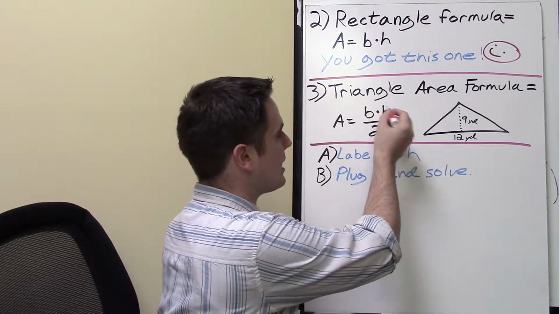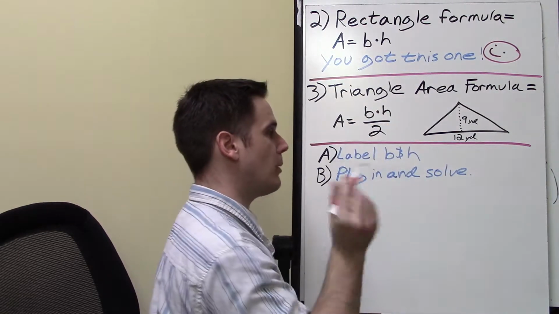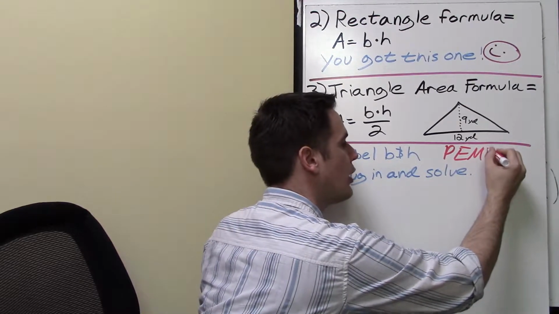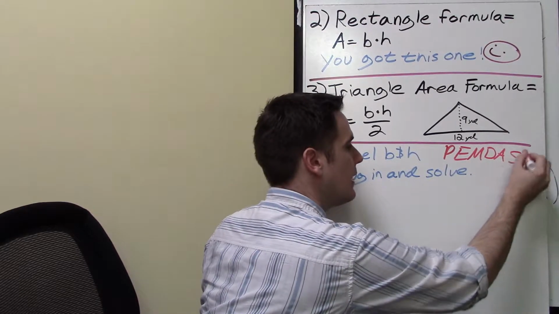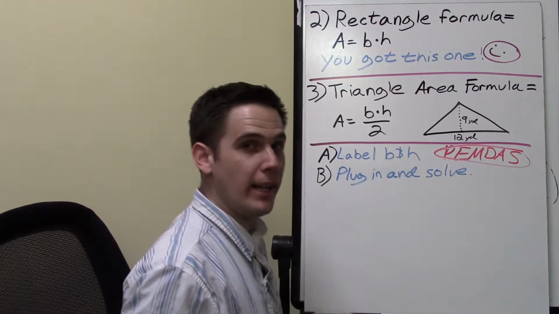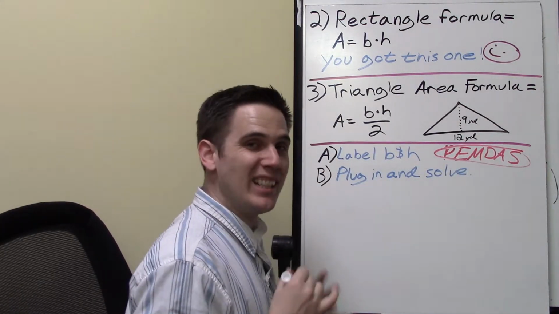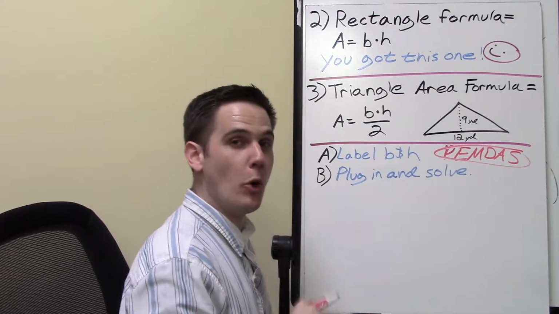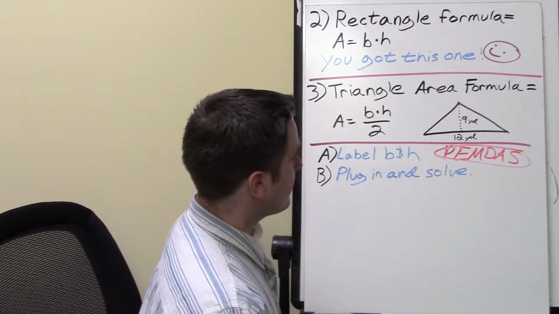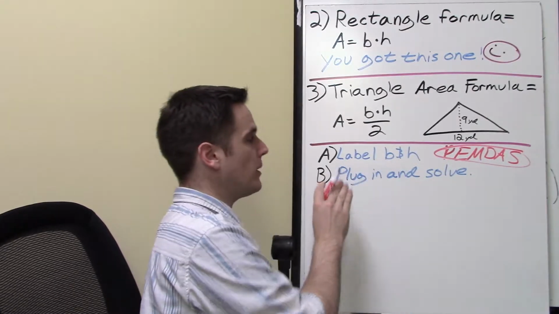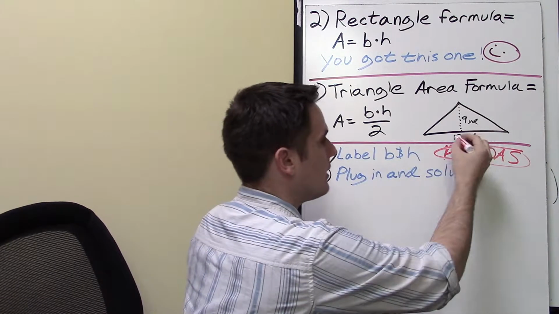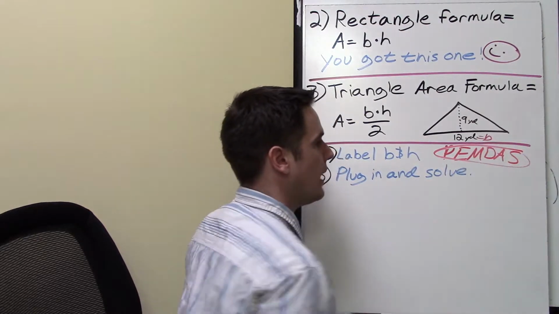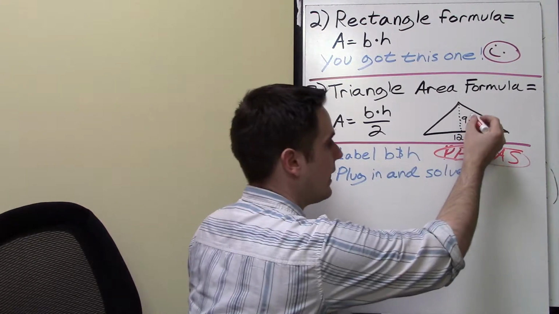Area equals base times height and divide by 2. Now remember PEMDAS. PEMDAS never goes away. I know this is geometry, but it doesn't matter. If you're ever doing anything at all with math, PEMDAS is always present. You always follow it no matter what. So, back to the formula here, base and height. Remember, bottom, basement, base. That's your base, because we're going to label the base and the height.